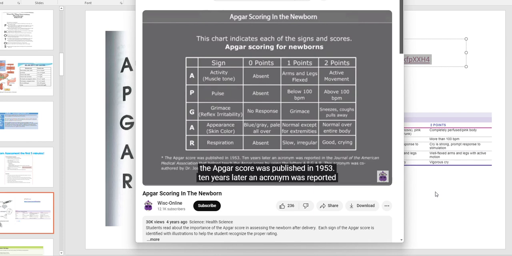APGAR scoring for newborns. The APGAR score was published in 1953. 10 years later, an acronym was reported in the Journal of the American Medical Association that helped teach the APGAR score by using the letters A, P, G, A, and R. This acronym was co-authored by Dr. Joseph Butterfield.